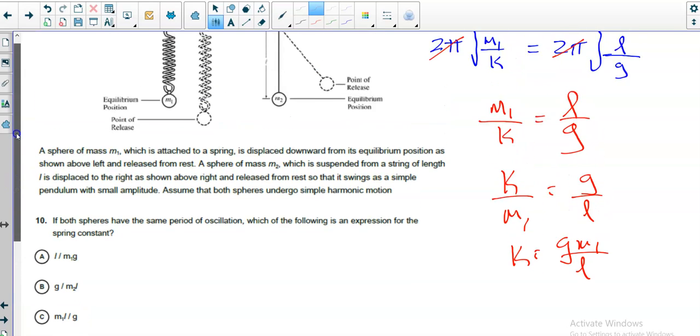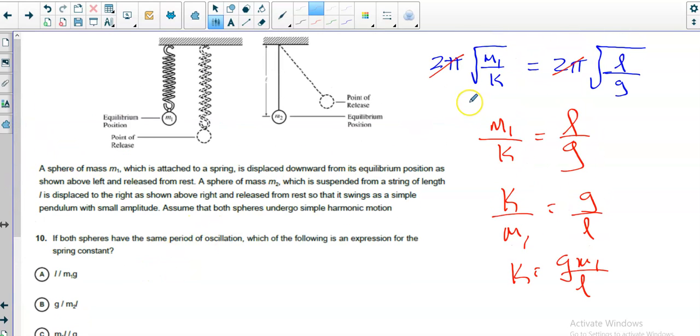So we set them equal, and we solve for what they want, which is k. This is the period of the spring, this is the period of the pendulum, and then we do the algebra to get k by itself.